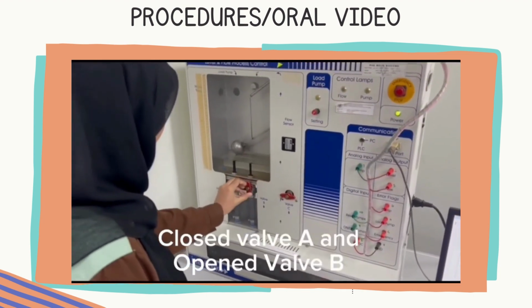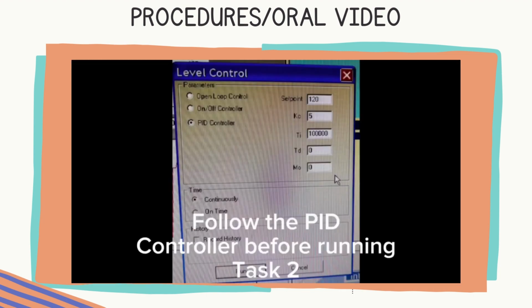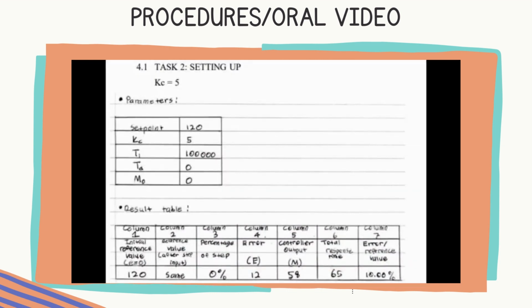For running the experiment, make sure valve A is closed and valve B is open, and follow the PID controller as you can see here. And then this is the result in the setting up.